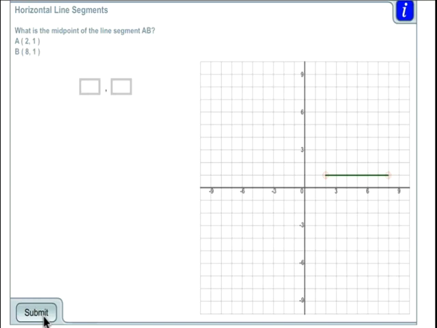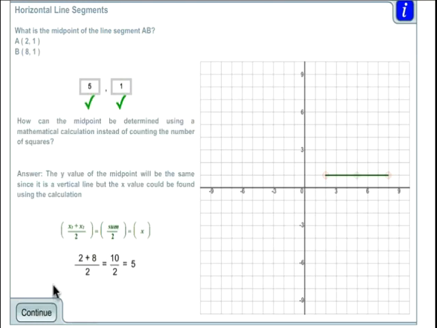Now we will look at horizontal line segments. So what is the midpoint of AB, where A is 2, 1, B is 8, 1? Well, the midpoint again is going to be right in the middle at 5, 1. So again, for a horizontal line segment, we simply take the average of the x values of the endpoints. So x1 plus x2 divided by 2.